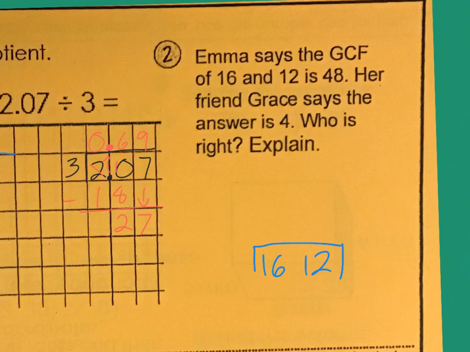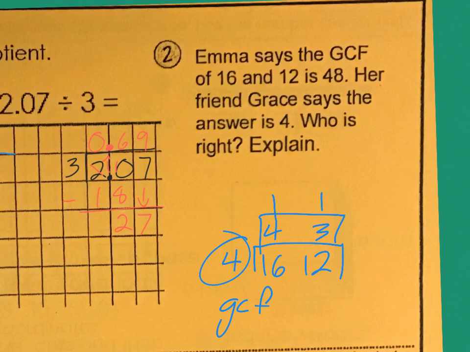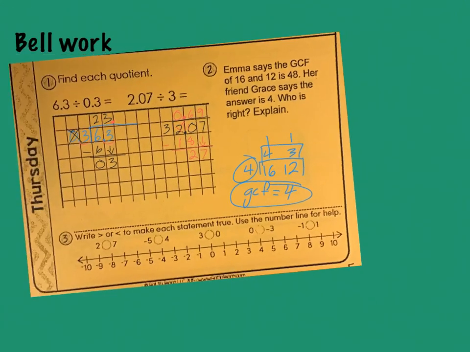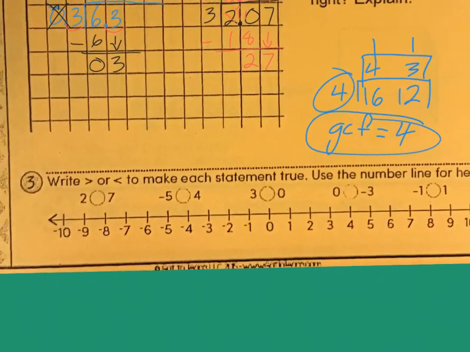And I use the cake method for greatest common factor. So what number do they have in common? Well, you could say 2, but you can also say 4. I'm going to go with 4. It goes into 16 4 times. It goes into 12 3 times. So our greatest common factor, well, we know that there's no factors that go into 4 and 3. There's our candles. Our greatest common factor is 4. There's our answer. Pretty simple. So it looks like Grace is correct, and Emma, too bad, could have listened more in math.